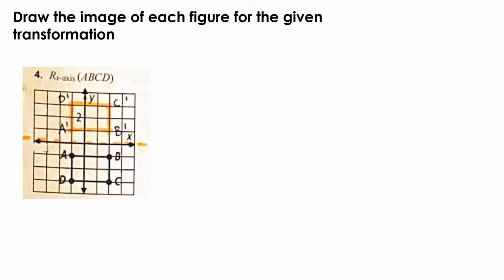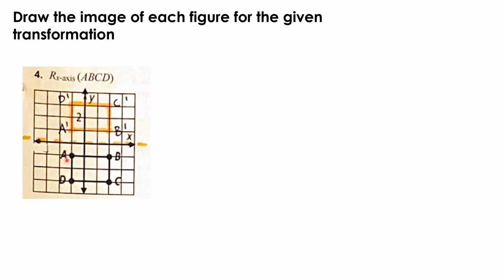On 4 through 6, it asks you to draw the image of each figure for the given transformation. So sorry, for some reason my scan turned out kind of orangey yellow, but I wanted that highlighting orange on there rather than just turning it black and white. So this one, it tells us to take our ABCD rectangle and reflect it over the x-axis. Remember that capital R means reflect. So I highlighted my x-axis and then I just counted each of my points, right?